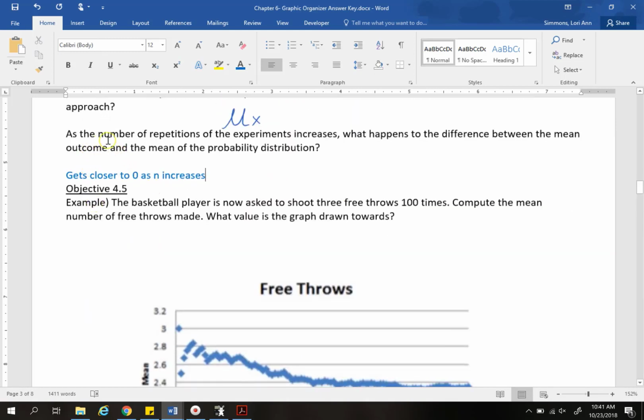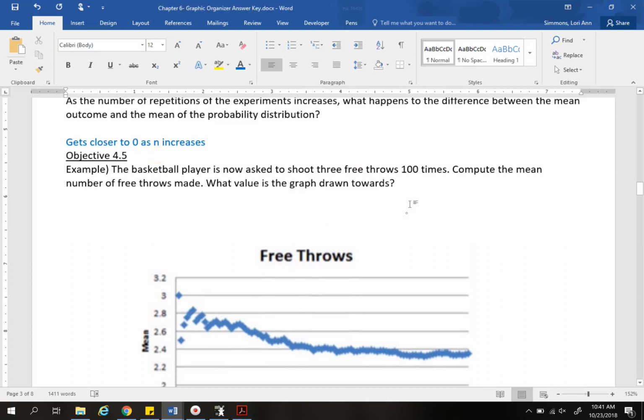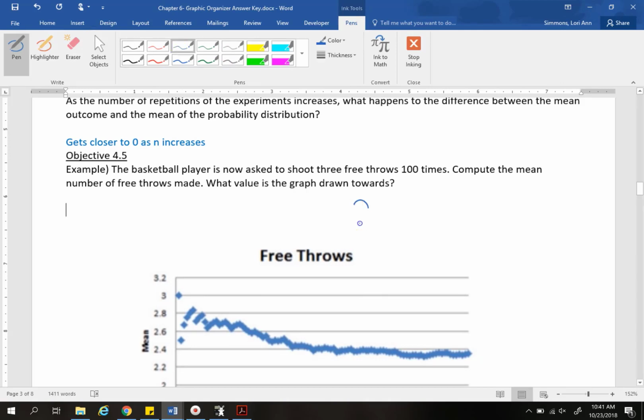And the second one, as the number of repetitions increases, what happens to the difference between the mean outcome and the mean of the probability? So we said this looks like it approaches 2.39. So take 2.39 minus the calculated one from up above, 0. And if you said it was 2.38, you're off by a very small amount, and as you do more repetitions, it's going to get closer and closer to 2.39. So that's what this means.